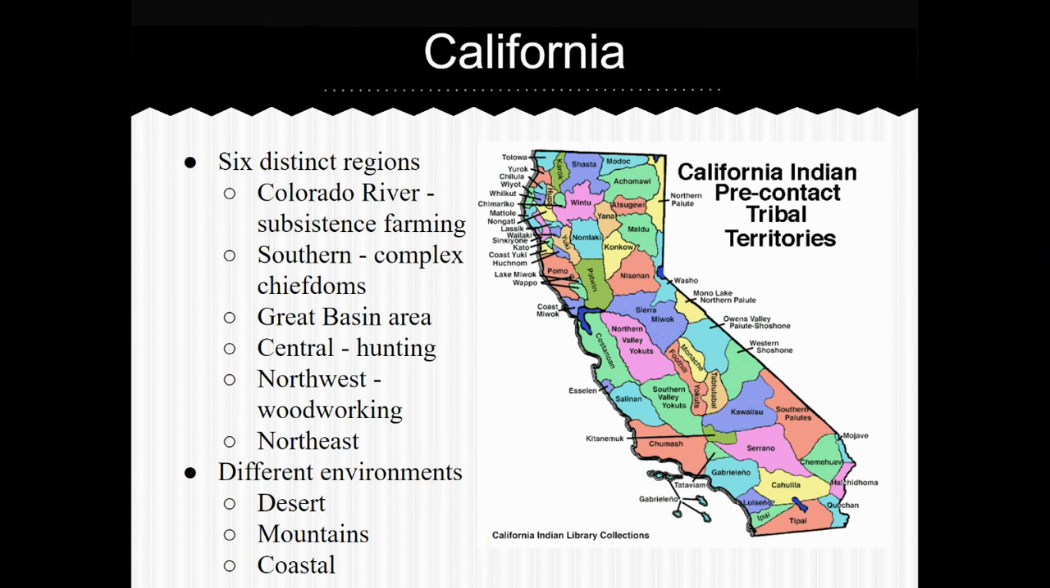In the central area, they had hunting. In the Northwest, they were going to use woodworking because there was an abundance of trees and resources. There were 3 different environments, too, if you think of the fact that we live in the desert region of California, but there's also the mountain region as well as the coastal region.